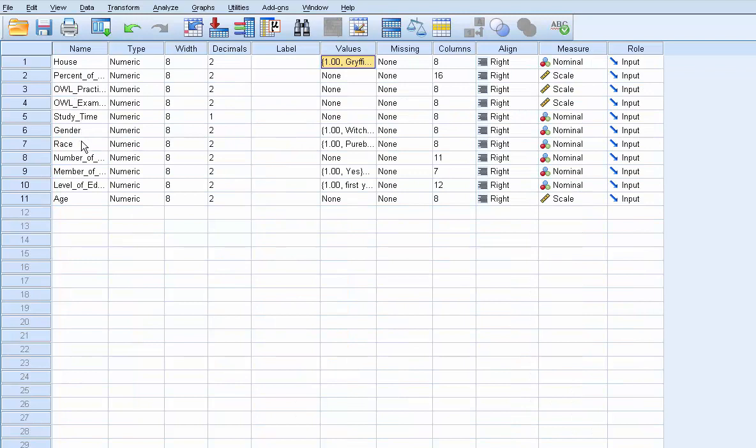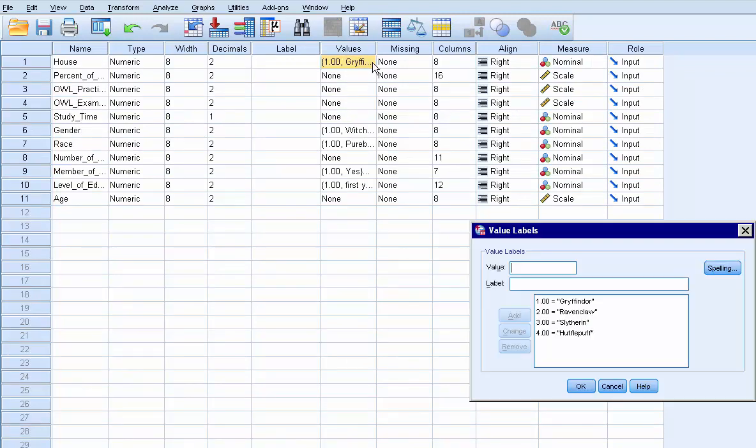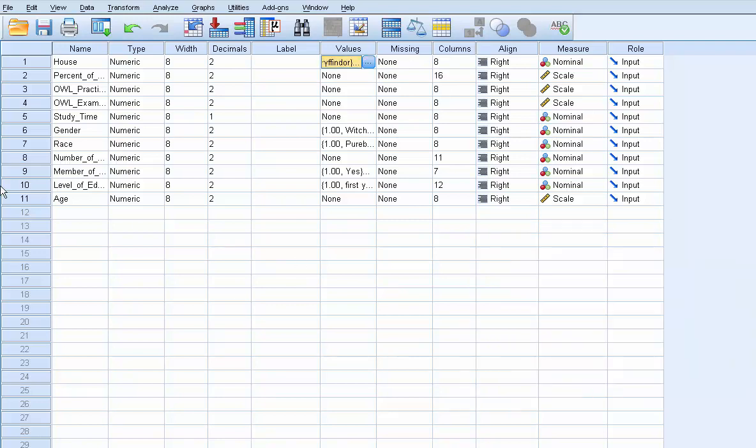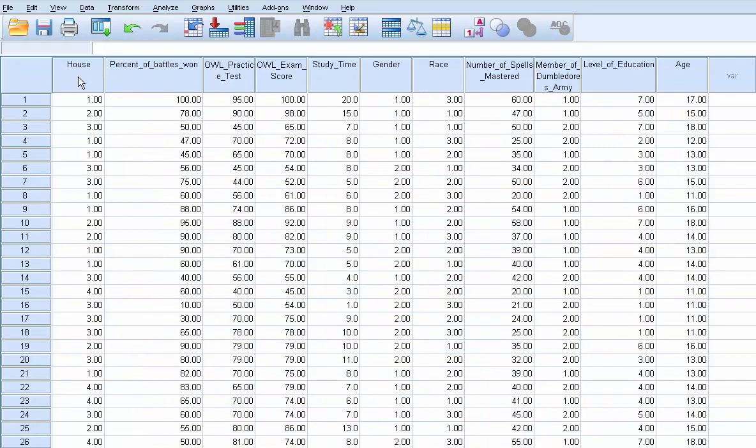to show you that for houses, I have the values of the houses. 1 stands for Gryffindor, 2 Ravenclaw, 3 Slytherin, and 4 Hufflepuff. Now here you can see that this person is Gryffindor, this person is Ravenclaw, etc. And I'm interested in if the house matters when it comes to percentage of battles won.